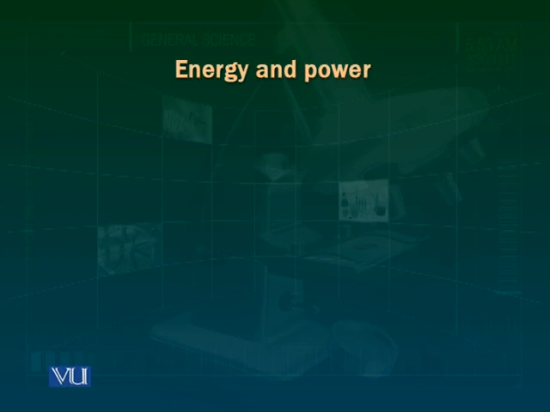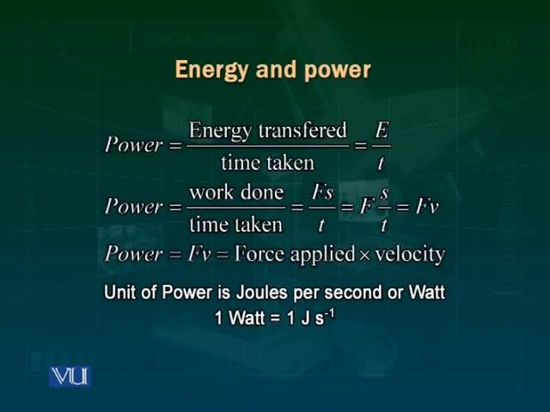We also looked at something in work. We said there is power. The power was defined as work done divided by time taken. Now, if we replace in that relationship work by energy, we find that power is energy transferred divided by time taken, or it is energy over time.